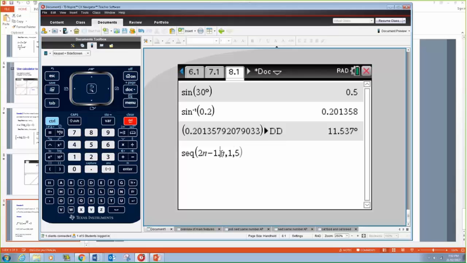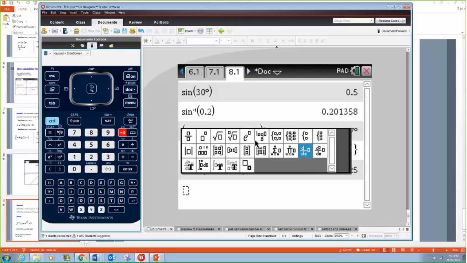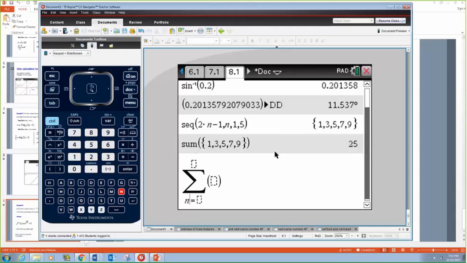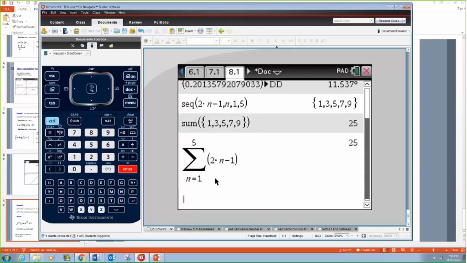It should be that, and it displays the sequence. If I want to find the sum of this sequence, I can go sum, and I can either take that or the original, and it will add it. We also have a sigma notation, which is available in Press-to-Test mode. So if I go 1 to 6, or we might do 5, and then we put 2n minus 1, and we get the same answer.